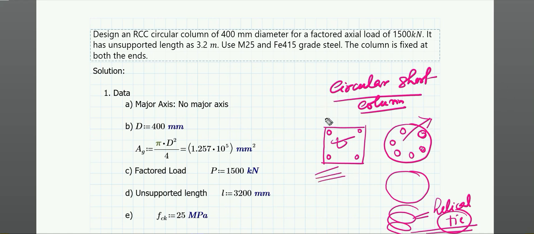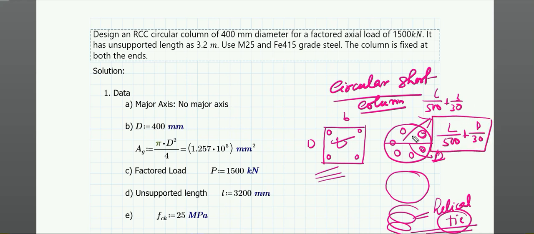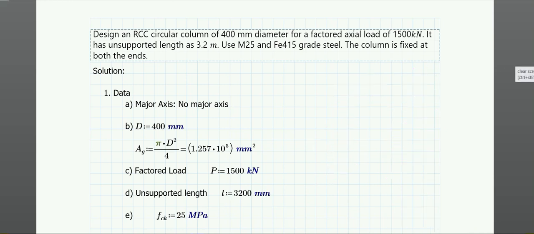Same way we have to find out the minimum eccentricity, that is L by 500 plus B by 30. Here B and D both will be the diameter of the column. In case of rectangular we have B and D, but in case of circular there is no width or no depth, so only the diameter. So simply the equation becomes L by 500 plus D by 30. So this kind of changes you will see. Other than that, it is similar to that of a rectangular column.